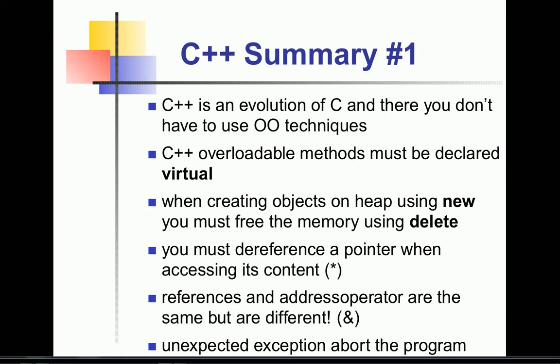When creating objects on the heap using the new operator, you must free the memory later on after usage using delete, else you will get a memory leak. You must dereference a pointer when accessing its content, so you must precede the pointer name with an asterisk. References and the address operator are the same character, the ampersand, but do different things. And unexpected exceptions abort the program.